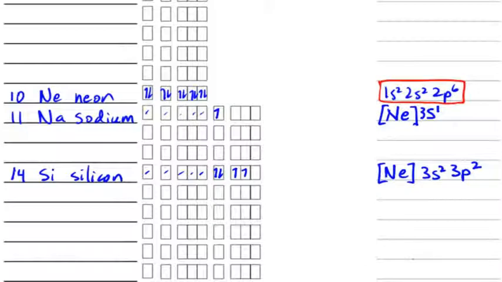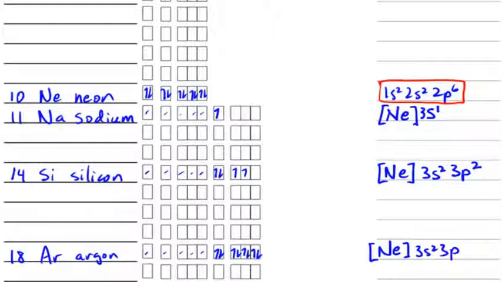Let's see what happens when we get to argon. Argon is 18. All of the 10 electrons that neon has in the same configuration, plus another 8 more. 1, 2, 3, 4, 5, 6, 7, 8. And so argon would be [Ne] 3s2, 3p6. Notice that we've reached a noble gas again. We're at s2p6. So for the next one, we can start using argon as an abbreviation.